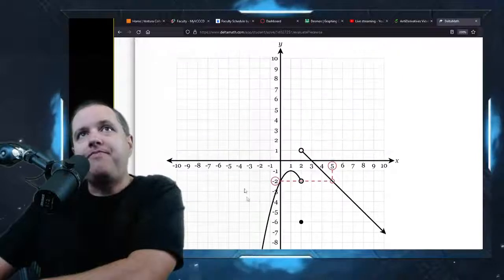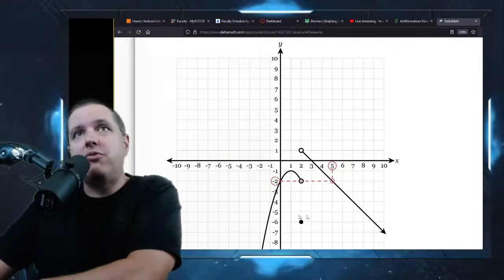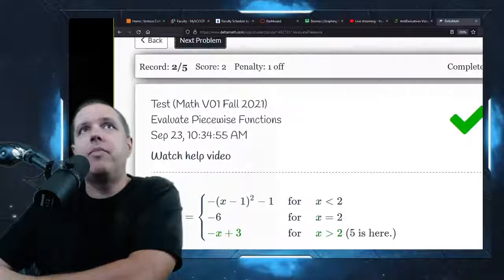They even have a graph. So if you wanted to do this graphically, you could do it that way as well. Okay.